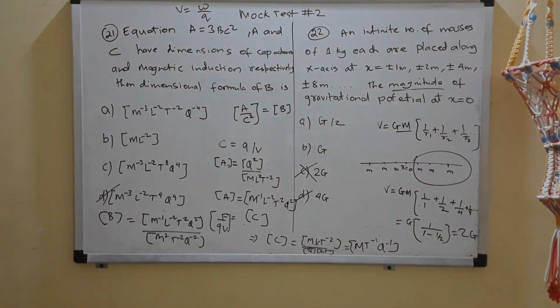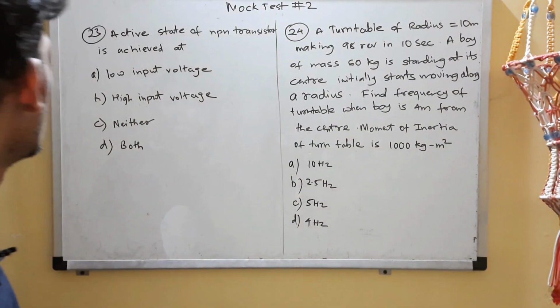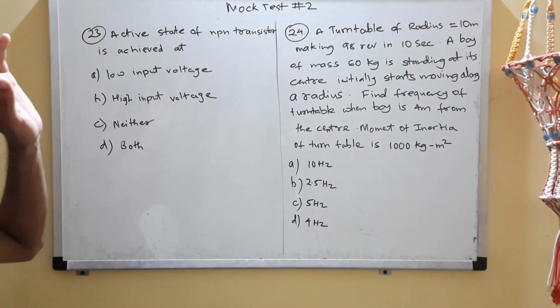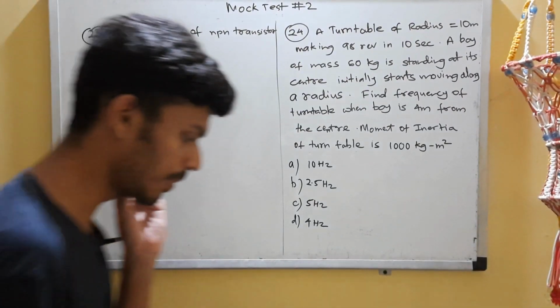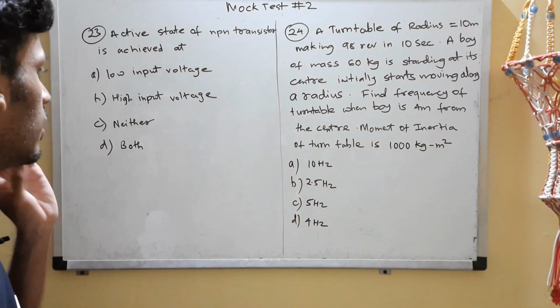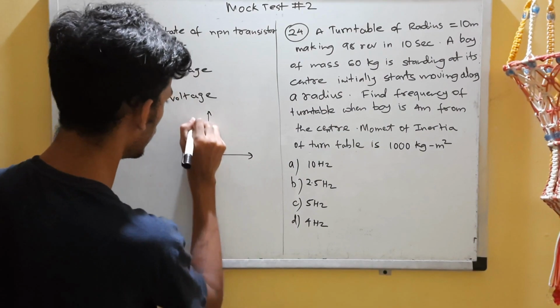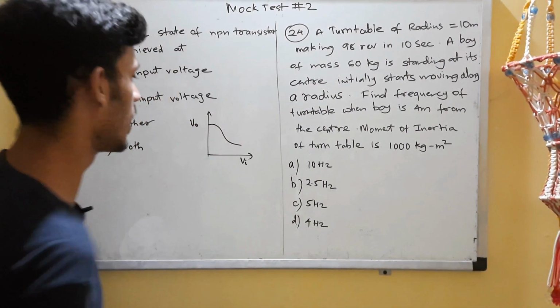Let's move to the next question now. So question 23 and 24 over here. 23 is from semiconductors. Active state of NPN transistor is achieved at. So this is quite simple if you know the output characteristics, the transfer characteristics VO and VI. So this is the output voltage, this is the input voltage, and the graph is somewhat like this.